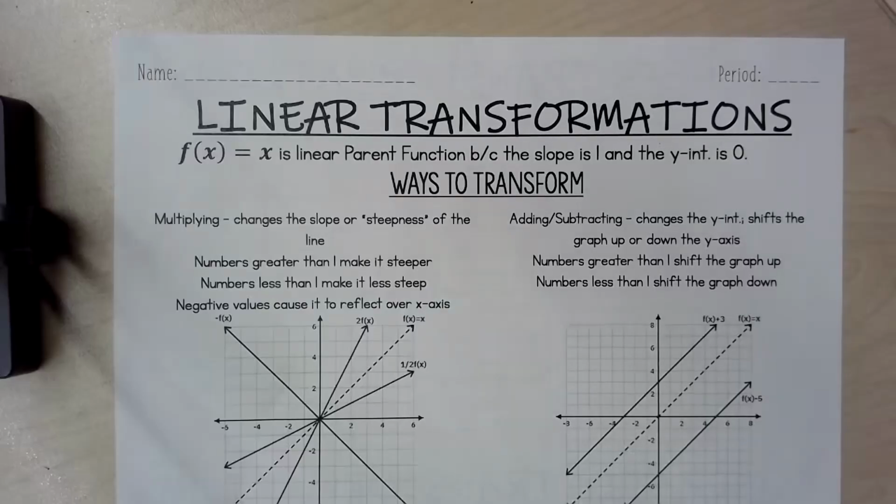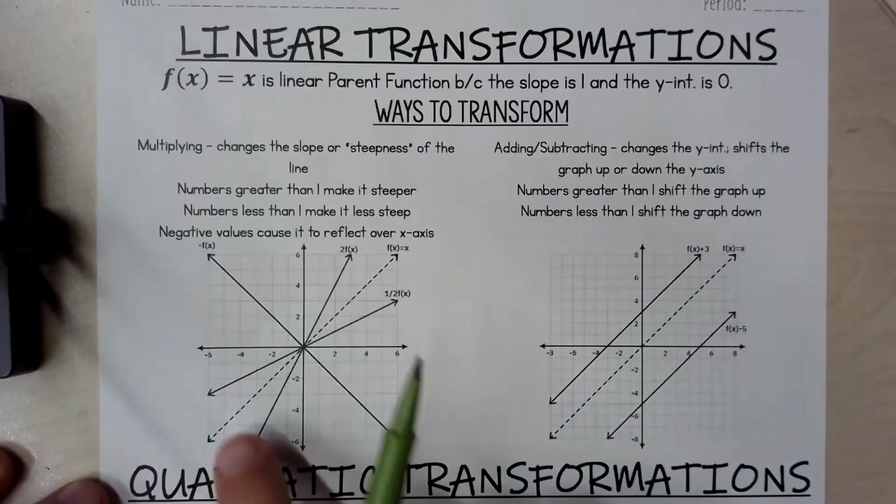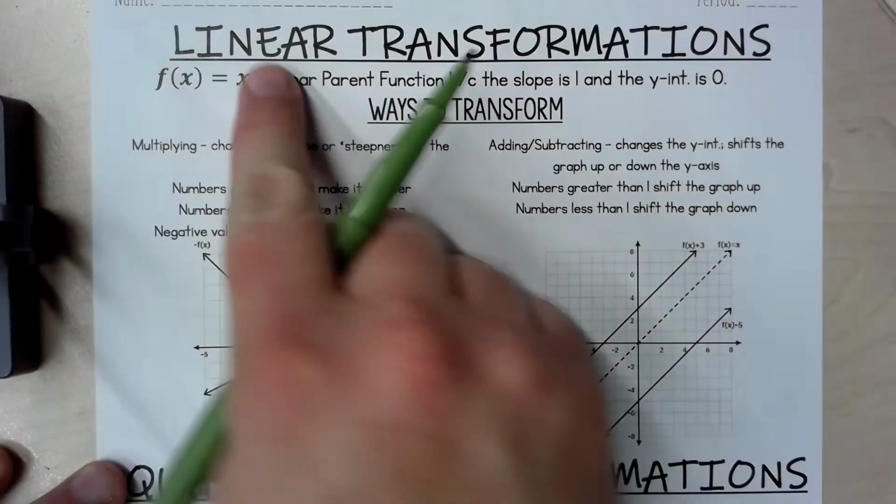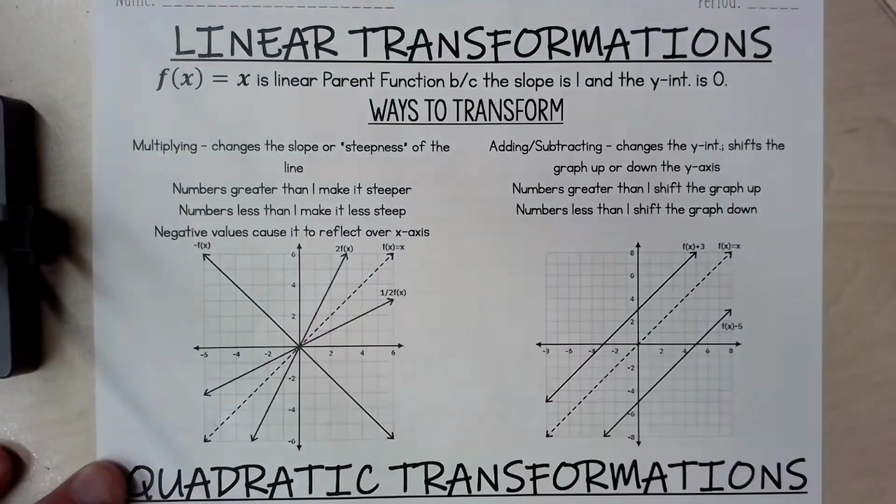All right, today we're talking about transformations. And we're going to start with linear transformations, right? Linear means straight lines, right? First four letters of linear: line. That's why these are all straight lines, no matter what we do to them.